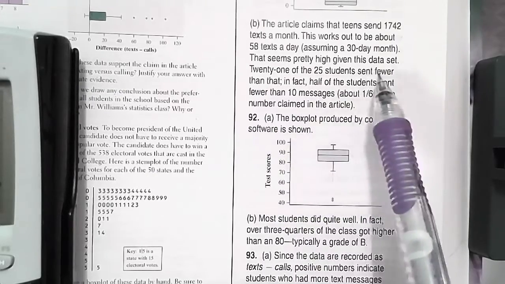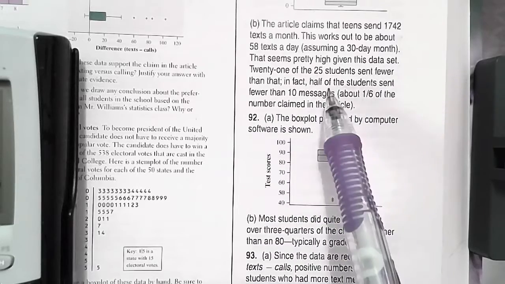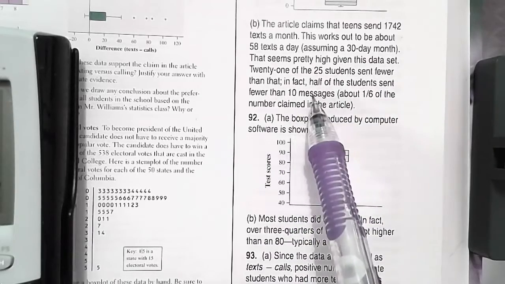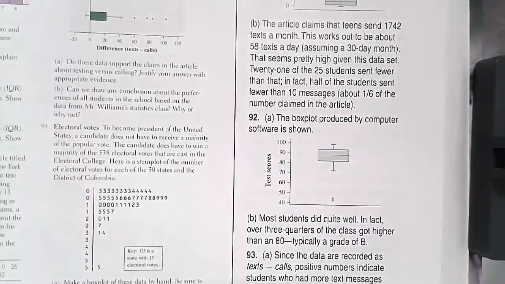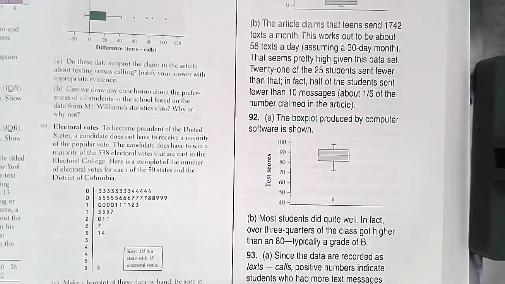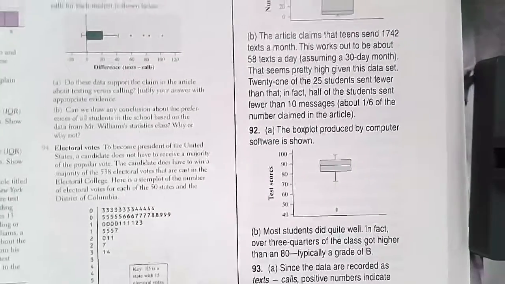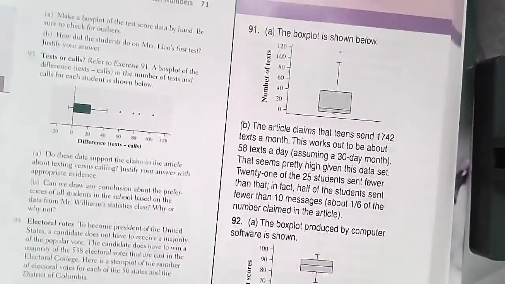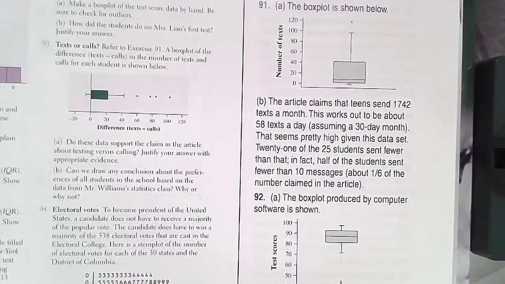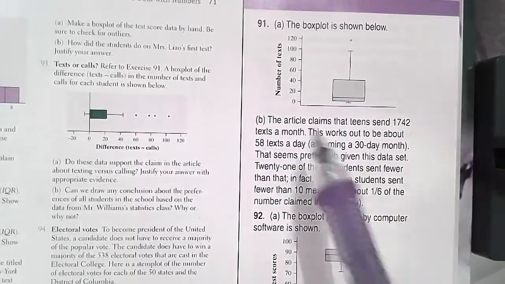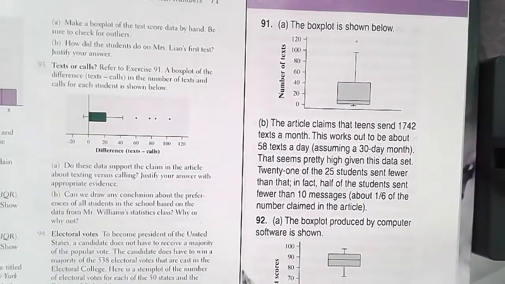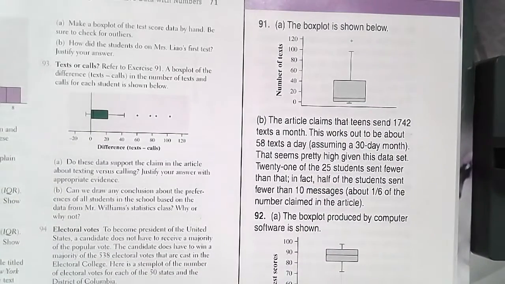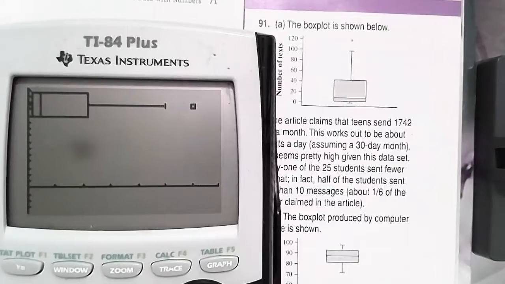Well over 75 percent of the students sent fewer than that. In fact, half of the students sent fewer than that. So it is a pretty high claim. So let's just assume that that's not working. Now, for the box and whisker plot that's done in the book, they did a vertical one, which I don't know why they would do. But it just kind of gives you an idea of how you can display a vertical box plot. Okay, although I prefer this one because this is the one that we're kind of used to.